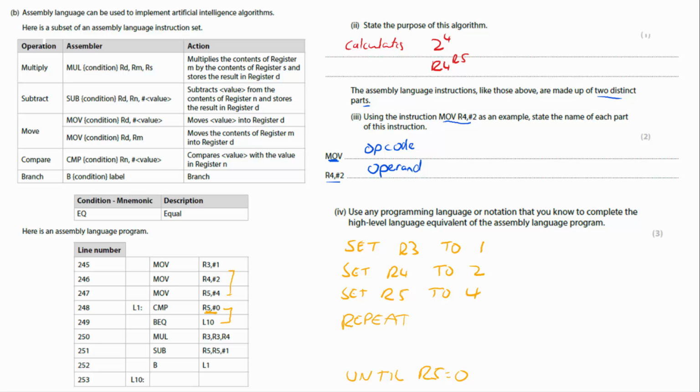So what we're doing, we're setting R3 to R3 times R4. We use an asterisk to do multiplication, and then we're setting R5 to R5 minus 1 in this bit here. And that's it, actually. This is the body of the loop here. You can see how much simpler a high-level language equivalent is compared to the assembly code. That's just the reality of high-level languages.